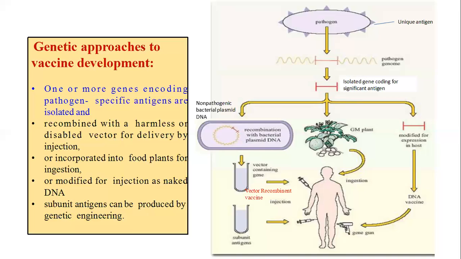The third method is a modified method for expression in the host, and the DNA vaccine is injected into the host via this gene gun. So this is the method for the preparation of recombinant DNA vaccine.